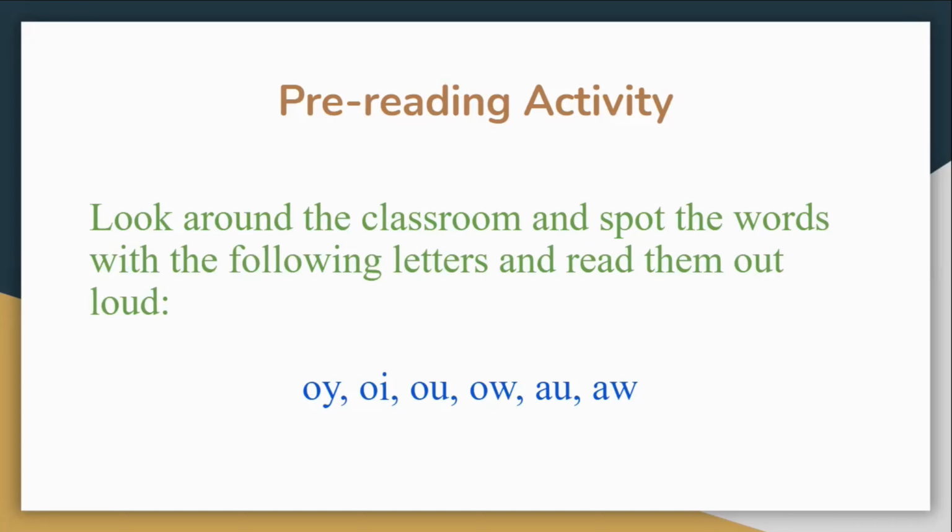So, we would have done all these letter sounds in the previous sessions. And as a pre-reading activity for this lesson, students would be asked to look around the classroom and spot the words with the following letters and read them out loud. These letter sounds are included in the passage, where OY and OI made the sound OI, OU and OW made the sound OW, and AU and AW made the sound O.